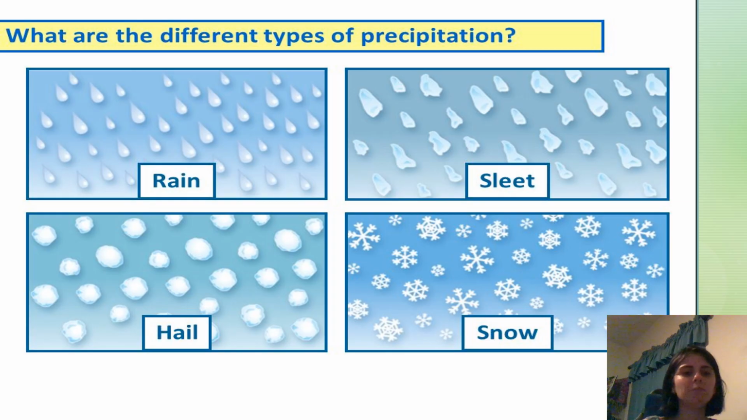So different types of precipitation are rain, sleet, hail, and snow. So what are the differences between these? Well, rain is when water falls to the ground. We all know that. Sleet is where water freezes before it hits the ground. Snow is when ice crystals fall.